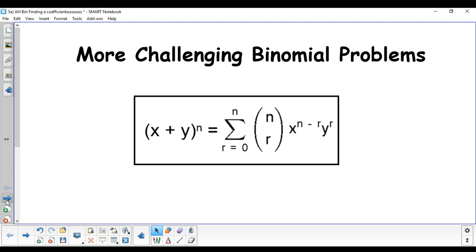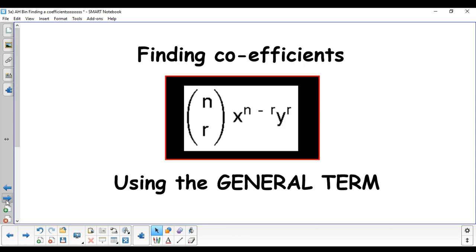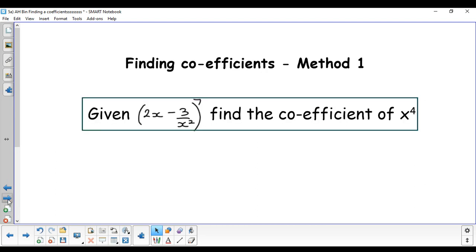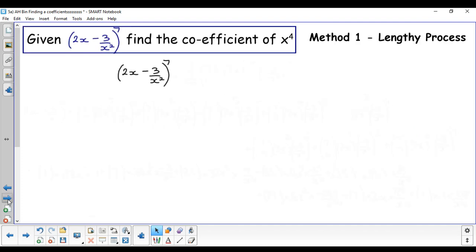Okay, we're going to look at more challenging binomial problems now and look at the general term to help find coefficients. You'll find from the full expansion to the general term the only difference is the sigma, because instead of adding all these things up, we're just going to find a specific term. So we're going to do the long-winded way first and find x to the 4.